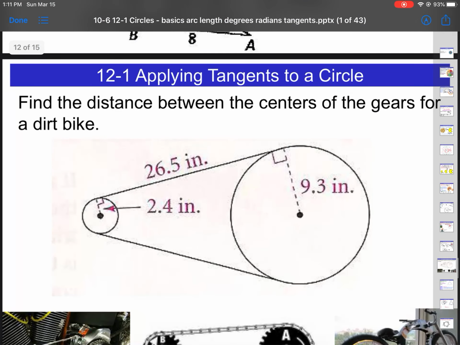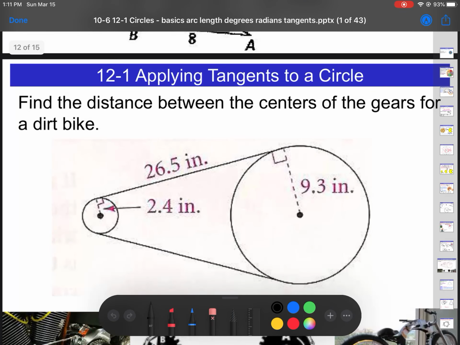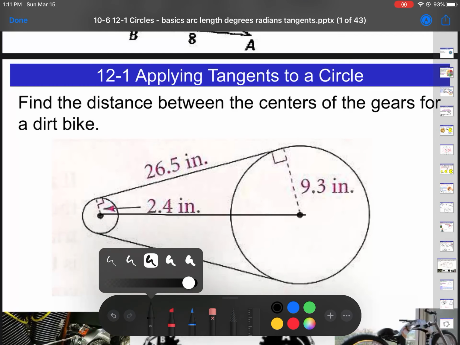Sorry about that. Okay. So now we want to find the distance between the centers of the gears for the dirt bike. So we want that length. Okay, so pause it and try and figure out how to do it. All right, welcome back. If you didn't pause it, shame on you.